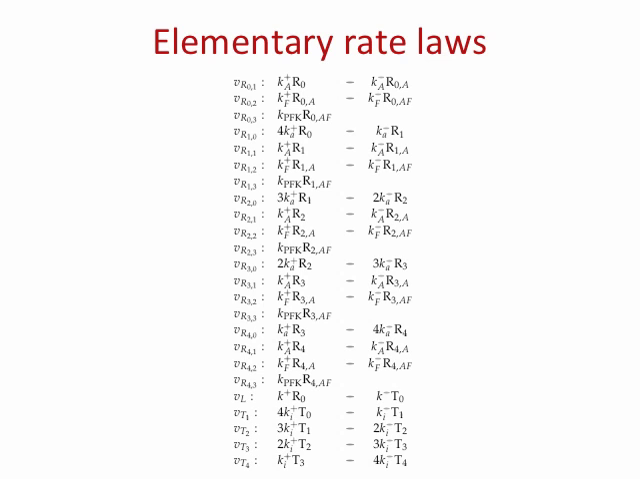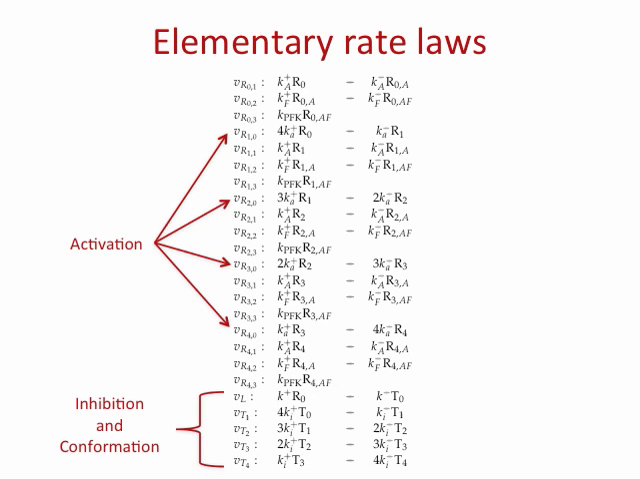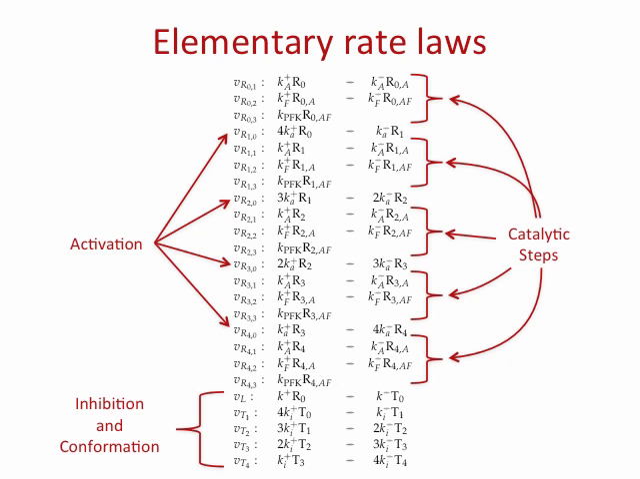It's very complicated, or looks complicated. We have the activation steps. We have the inhibition and conformational change steps, and then we have the catalytic steps. Note that these reactions are written out where the enzyme is in a fixed environment. This means that the ATP concentration is fixed, the F6P concentration is fixed, the binding of the activator and inhibitor is fixed, and therefore these are all linear kinetic equations.